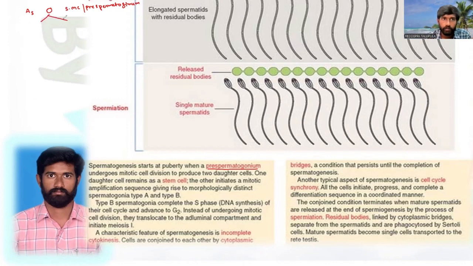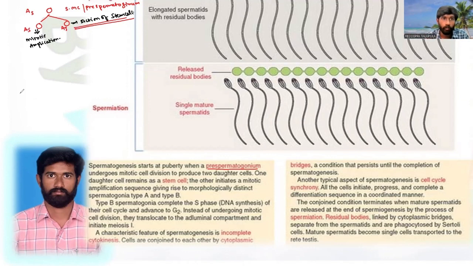That means one cell produces two cells. Out of these two cells, one cell will be restricted to the action of a stem cell, and another will enter into mitotic amplification. It is also AS. One will be converted into a stem cell, that means it will act as a future stem cell, and another will participate in mitotic amplification. What is mitotic amplification? That means production of similar types of cells, but with variation in the cytoplasm or the morphological characteristics.